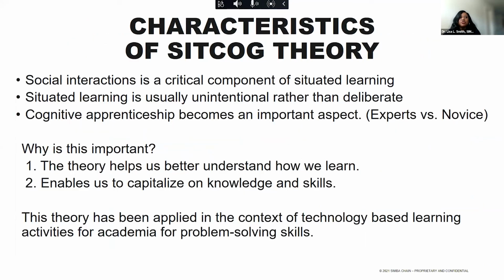As previously mentioned in the first tenet, social interaction is a critical component of situated learning, which is usually unintended versus deliberate, and cognitive apprenticeship is an important aspect where the interaction between the expert and the novice creates the foundation for learning. So we ask, why is this important? This theoretical approach for learning is becoming much more relevant, as I mentioned before, mainly due to the abstract nature of learning blockchain itself. So what we hope to do is have this applied learning used in a context for technology-based applications as we move forward with innovation.